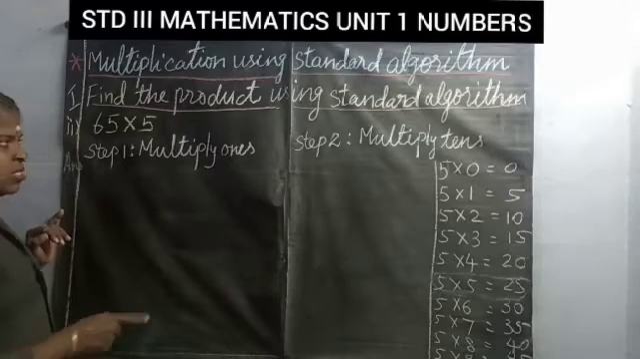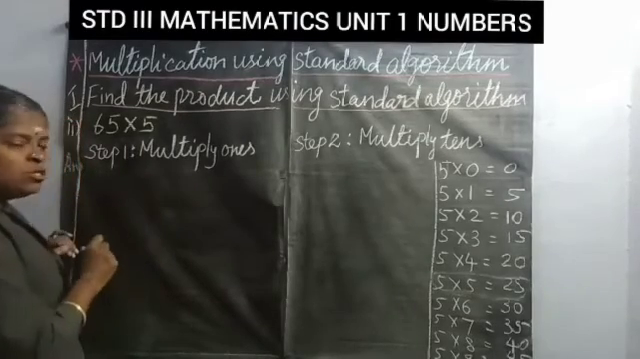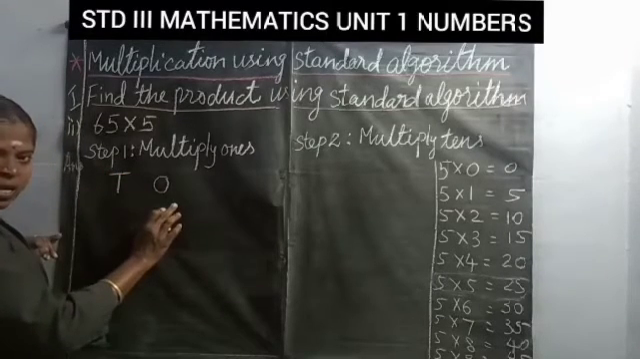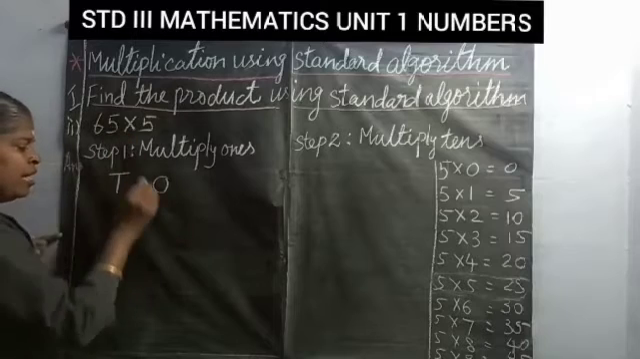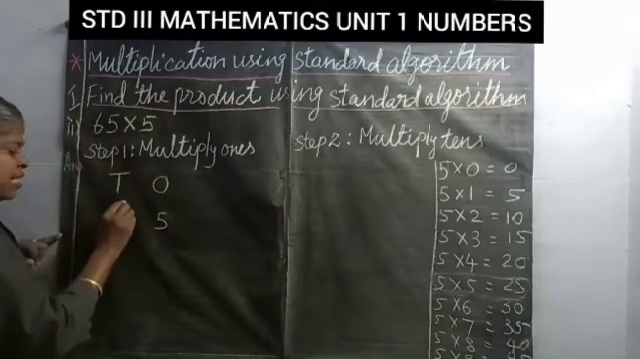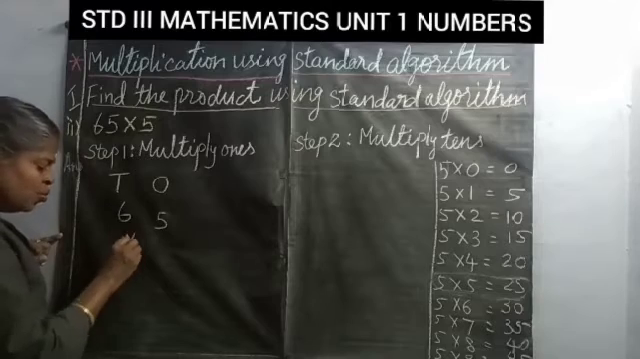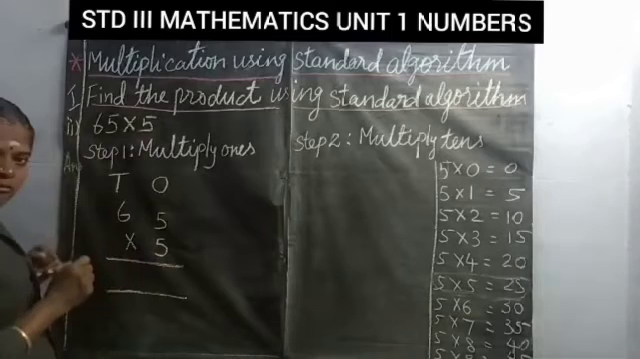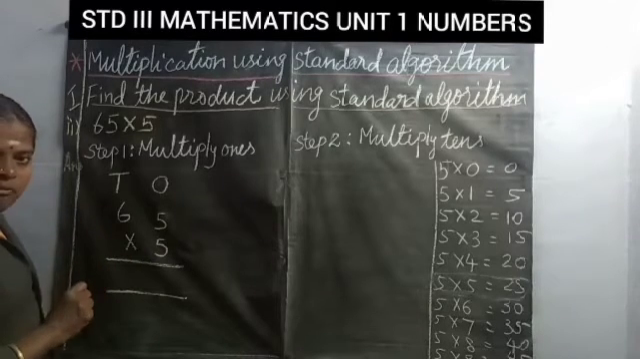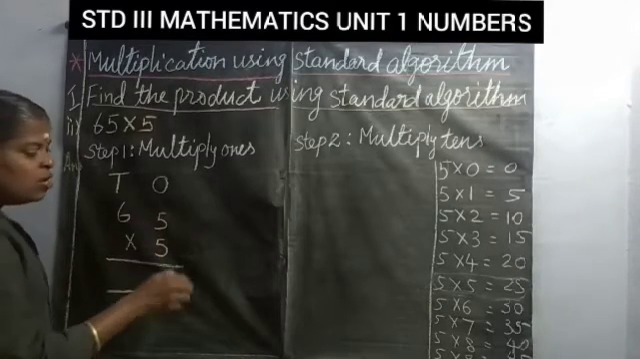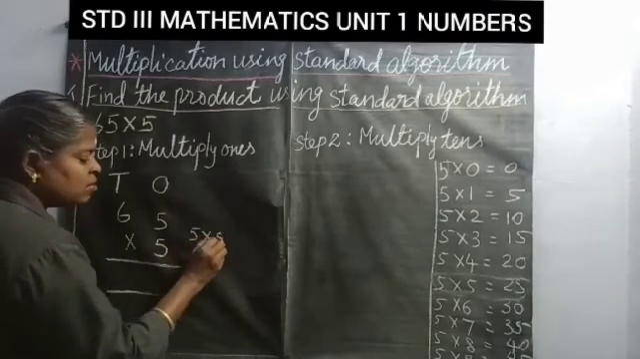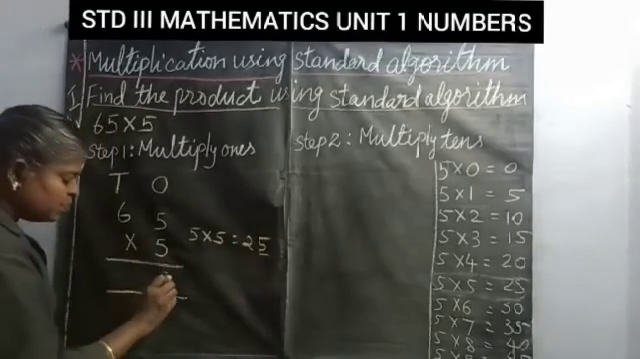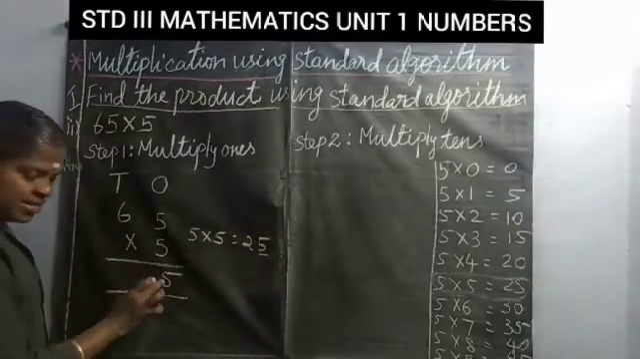Children, next question, 65 into 5. So first we have to write ones, tens, leave one finger gap for carryover, 5 in ones place, 6 in tens place, into multiplier 5. Then step 1, multiply the ones. 5 5s are 25. So 5 we have to write in ones place.